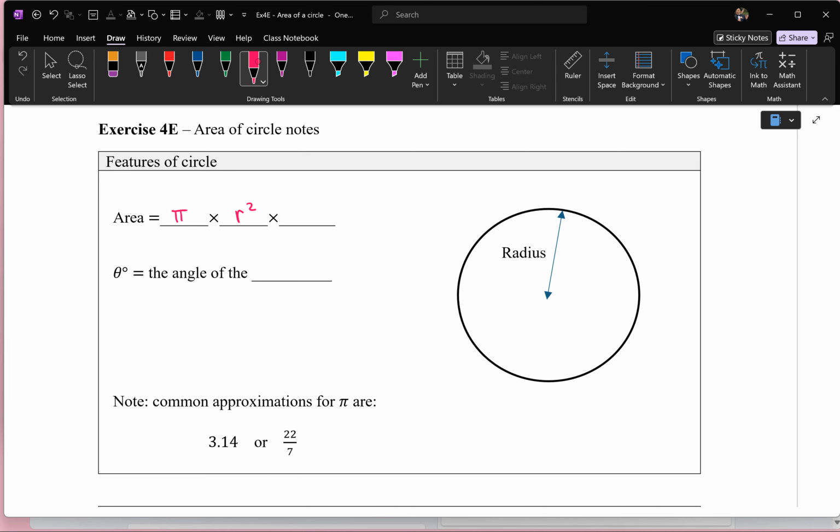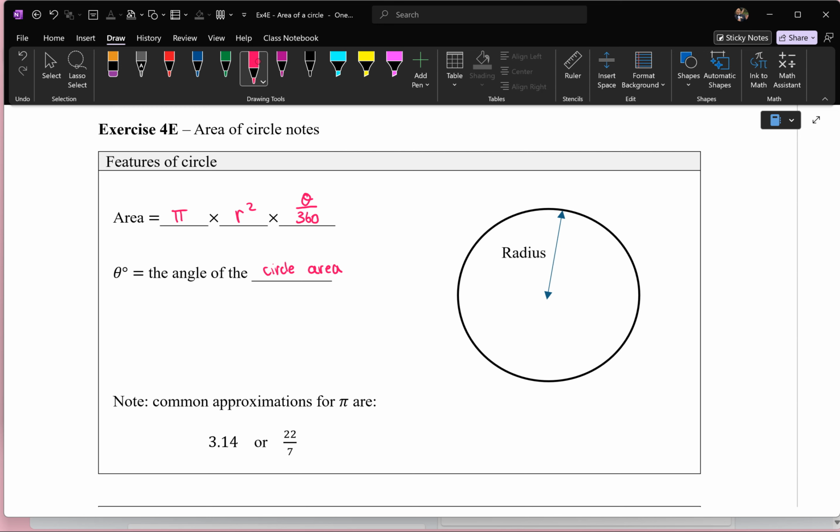But there's one little thing I'm going to add on. I'm going to add on this one because it helps you for the next exercise. So pi times r squared times, and I want you to write here, theta divided by 360 degrees. Write that down. So pi times radius squared times theta over 360. What is theta? That theta symbol represents angle. So it's the angle of the circle area that you're interested in.